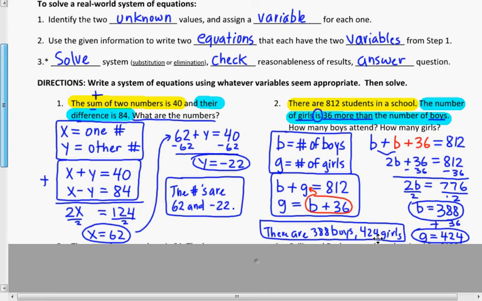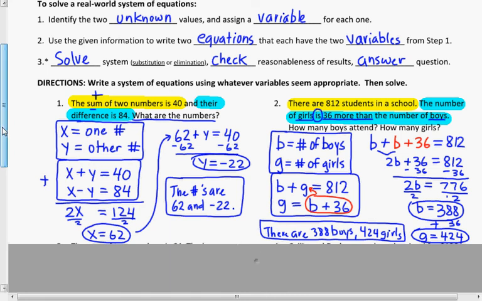And I can add those up. 388 plus 424 is 812. And this number of girls, 424, is 36 more than 388. So that's my answer. There are 388 boys, 424 girls.